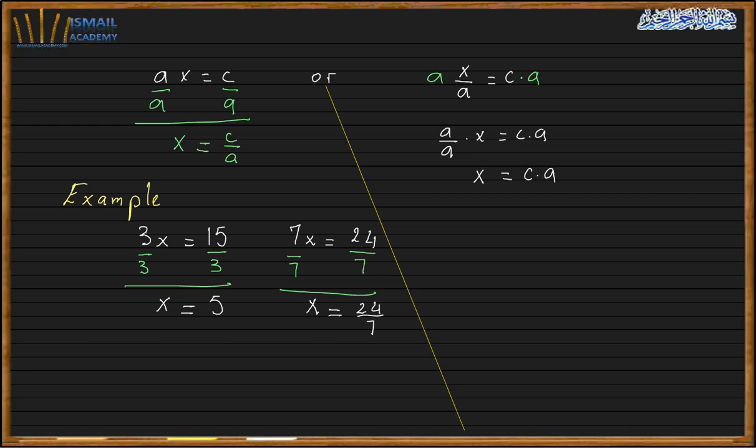So let me give you an example. For example, if I have x divided by 3 equal 5. Here I multiply both sides by 3. So it's going to be 3 divided by 3 x equal 15 because 5 times 3 is 15. And 3 divided by 3 is just 1x. So it's going to be just x equal 15.